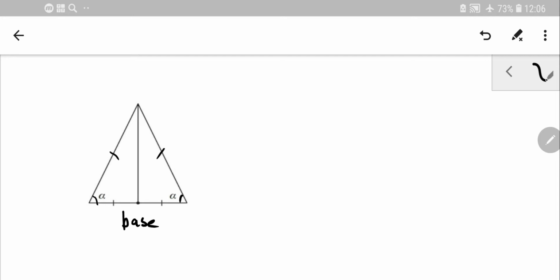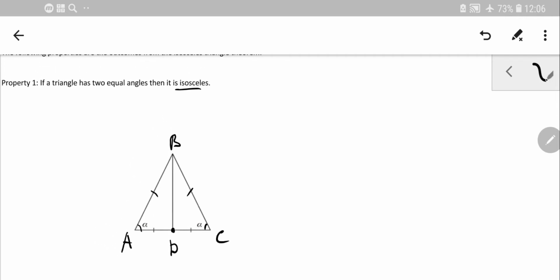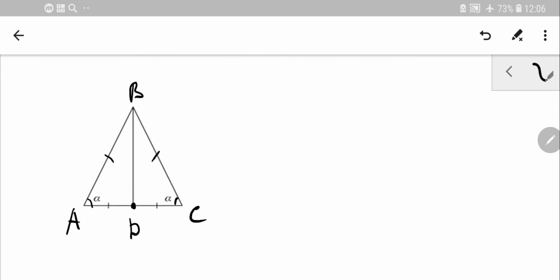All right, so let's consider two triangles. I mark them A, B, C, and some point, let's say, where is the base, I put a letter D here. Okay, so we have two triangles. First of all, we have a triangle with two equal angles. We have a 90 degree angle. We have another angle that is bisected by BD.